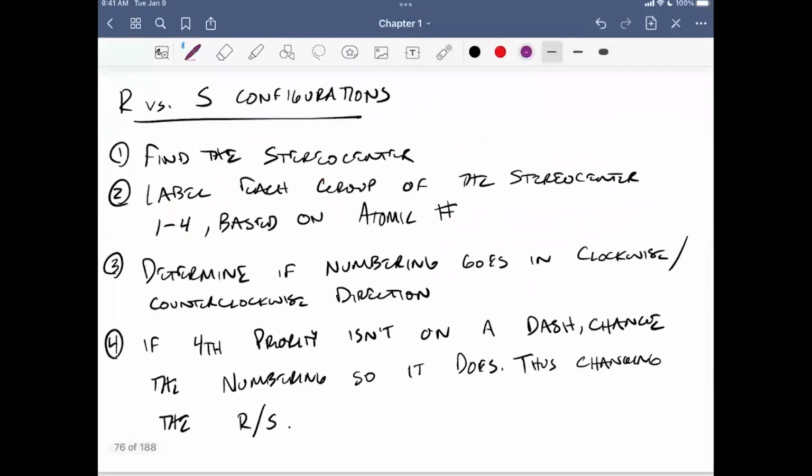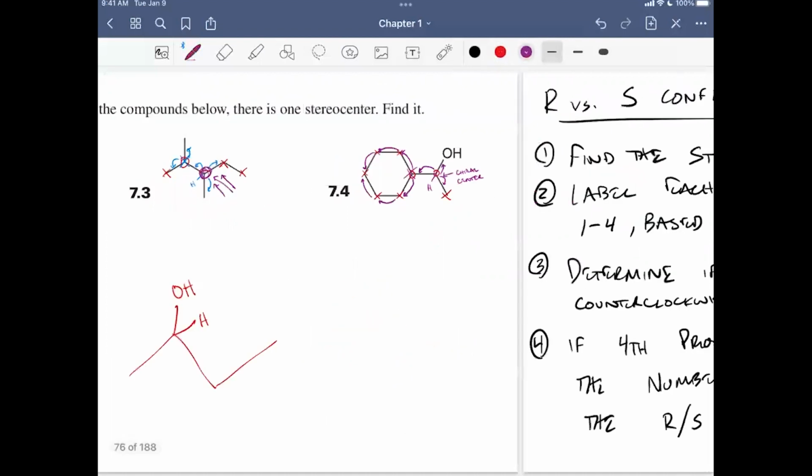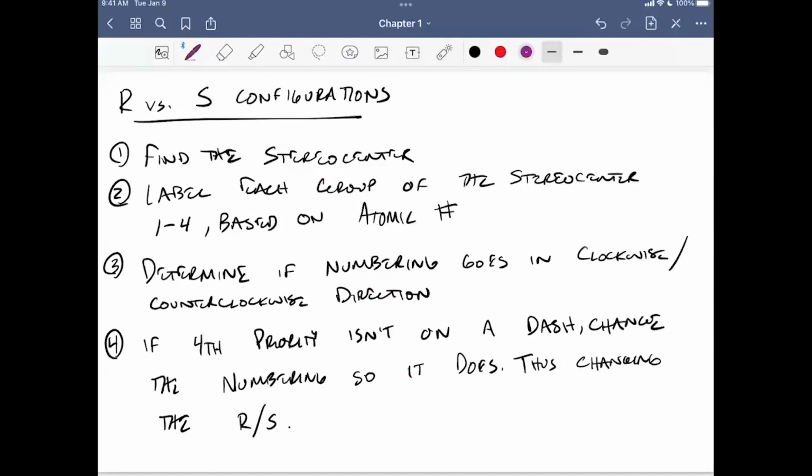Hopefully that makes sense. With these chiral centers, you can order the groups by highest priority to lowest priority. So if I want to do a simple example right here, this would be a chiral center. We have a methyl group, an alcohol group, an ethyl group, and a hydrogen that I will also draw. As it says right here, you have to find the stereocenter. You have to label each group of the stereocenter 1 through 4 based on atomic number or atomic mass.